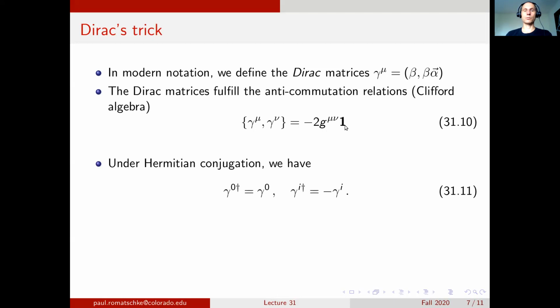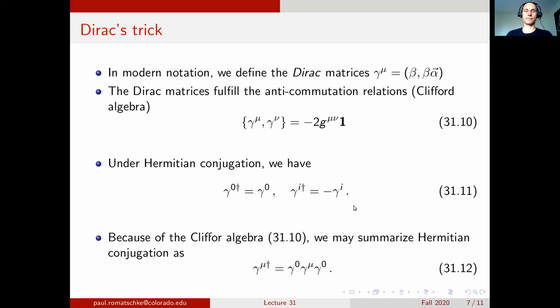And they have properties under Hermitian conjugation that can be worked out. In particular, the Hermitian conjugate of gamma^0 gives back gamma^0, and the Hermitian conjugate of gamma^i gives minus gamma^i. So gamma^0 is Hermitian, whereas the space-like gamma matrices are anti-Hermitian. Also, we can use this last result and the Clifford algebra to show that the Hermitian conjugate of any Dirac matrix gamma^mu can always be written as the following product with gamma^0, namely gamma^0 gamma^mu gamma^0.